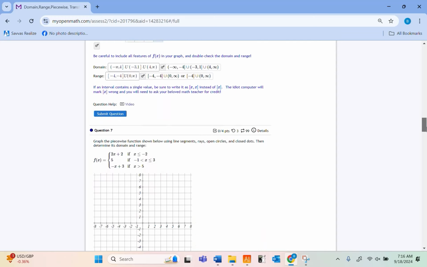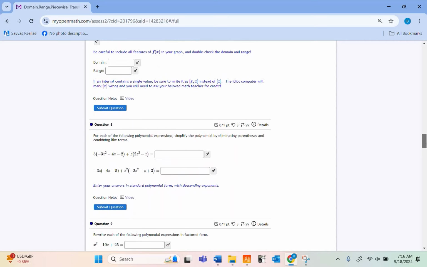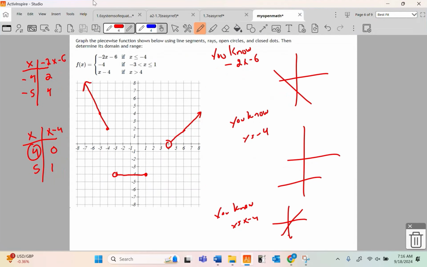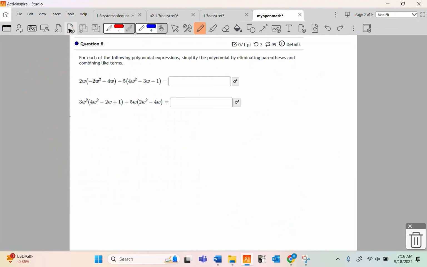There's questions. We're not going to do 7. 7 is just like 6. So I'm ready to go back to the notes I took. This is just basic algebra 1 simplification. You're supposed to eliminate the parentheses. Do not cheat. Do not cheat. Shame on you if you do.